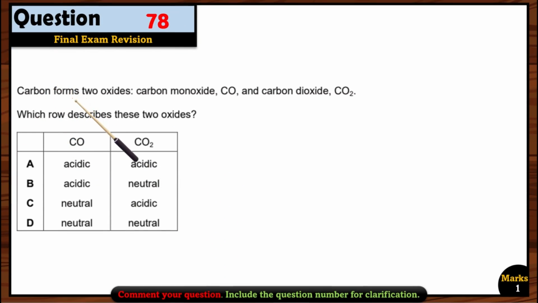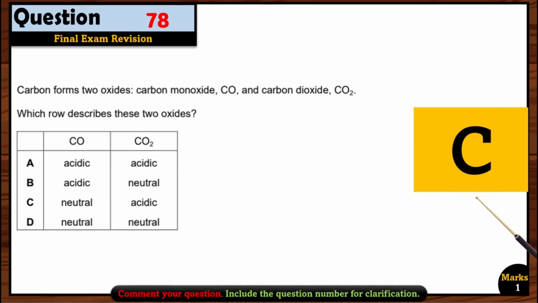Question 78. Carbon forms two oxides, carbon monoxide and carbon dioxide. Which row describes these two oxides? Carbon monoxide, of course, is neutral in nature, and carbon dioxide is acidic. So neutral and acidic. Option C is right.